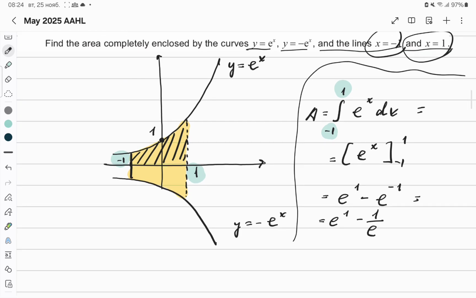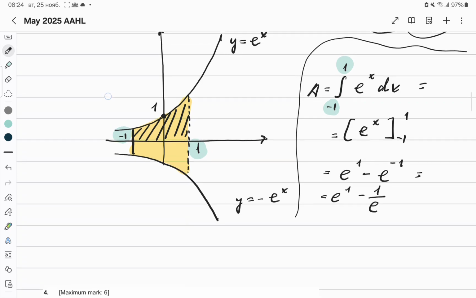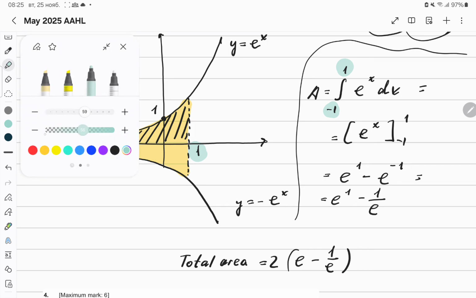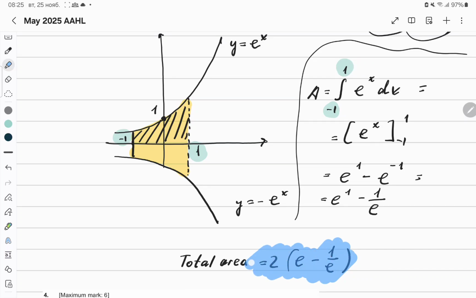half of the shape. Now let's multiply it by 2. So the total area will be equal to 2 times e minus 1 over e. And it is actually it, guys. So we have solved the question. Well done, we solved the question, right? So this is the total area.